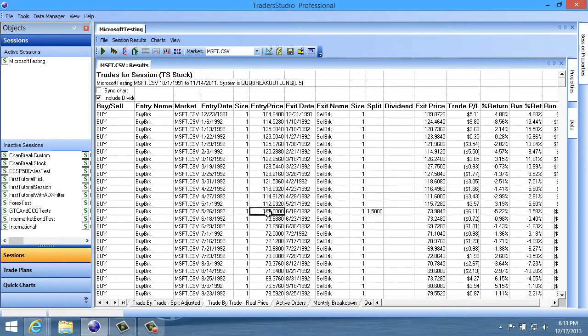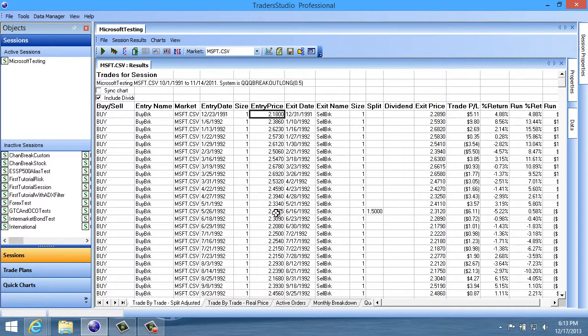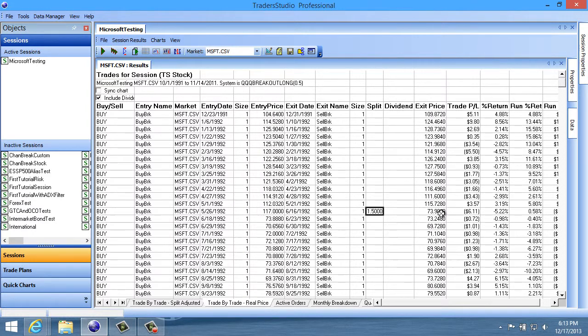Other trading platforms would take a look at an entry price of $117 and an exit price of $73.98. They'd then say, well, we lost $44. But that's not right, because during this time we had a split of 1.5, that is to say 3 shares to 2. If we take a look at our split adjusted price, we see that our actual split adjusted price moved from 243 to 231. Trader Studio correctly calculates the trade profit and loss.